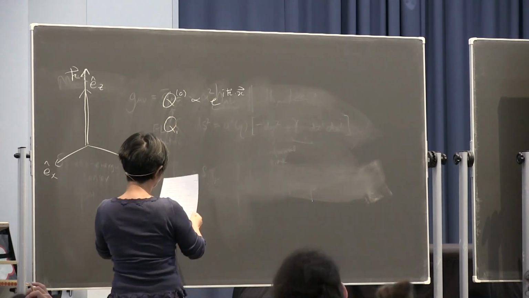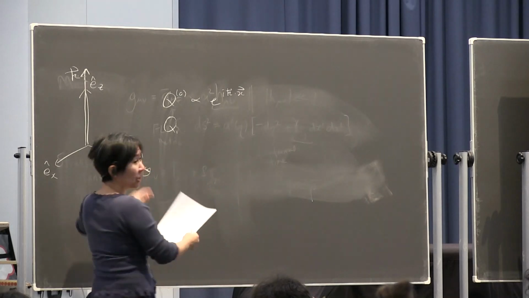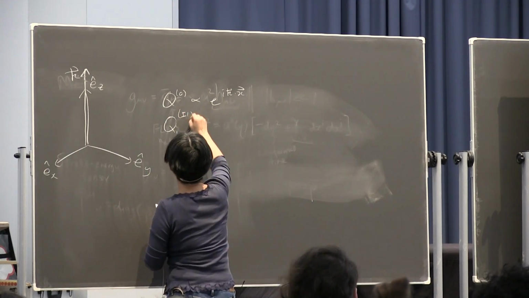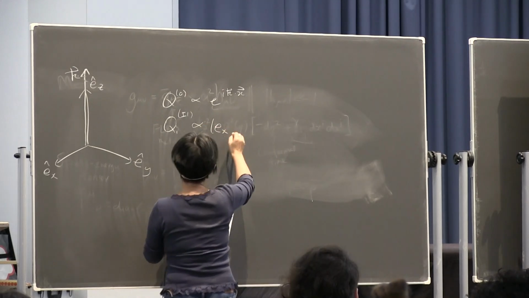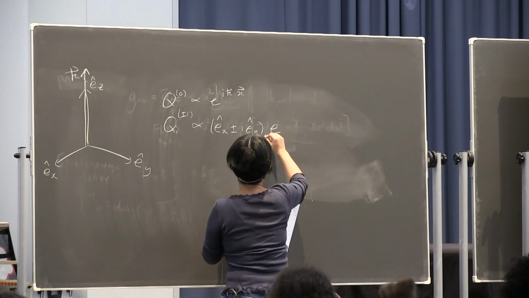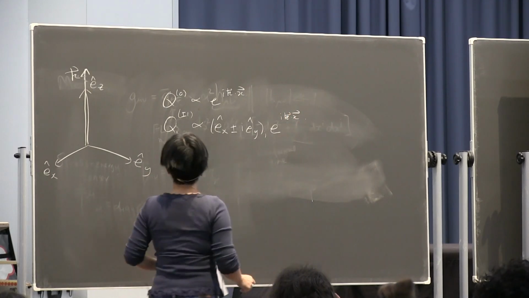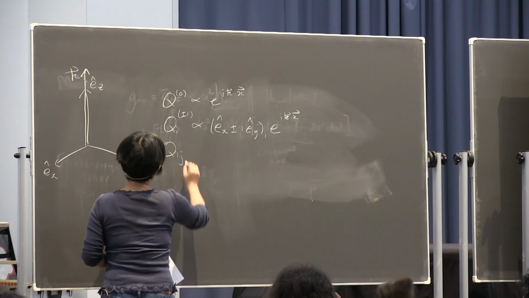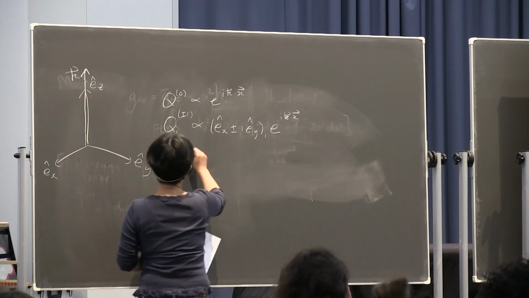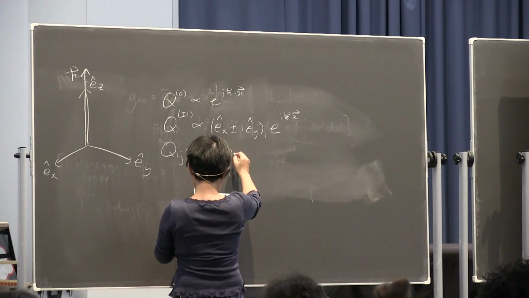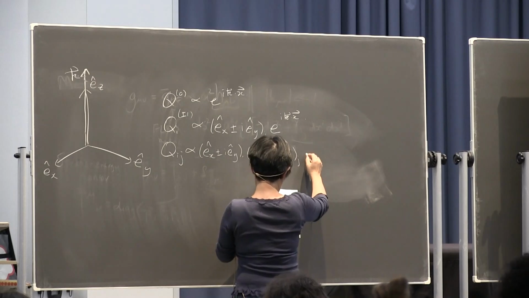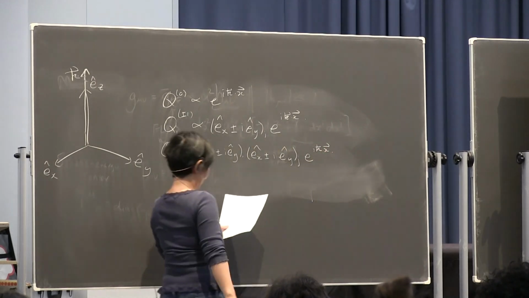Irreducible vectors are divergence free, so they're transverse to the k vector, and they live on the xy plane. So Q_i^(±1) will be something that lives on the xy plane, like so. And then finally, the irreducible tensors are also transverse to the direction of the k vector.